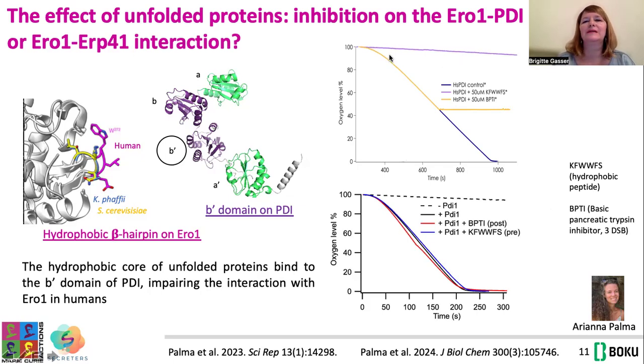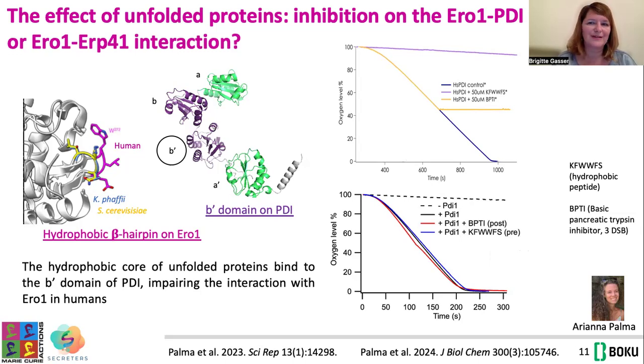And as you can see here, when you add BPTI to the human, the activity drops immediately, and even more so when the hydrophobic peptide was added. In contrast, for the Pichia PDI, nothing is happening when you add either BPTI or the hydrophobic peptide. And while the hydrophobic peptide might just not bind to PDI, we have clearly shown before that BPTI is a substrate for PDI.